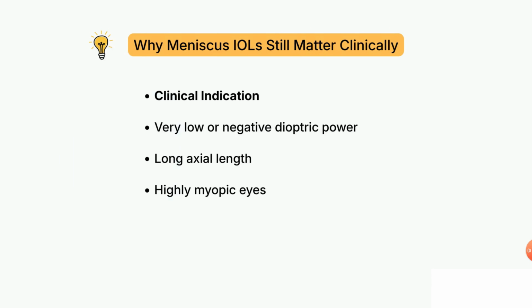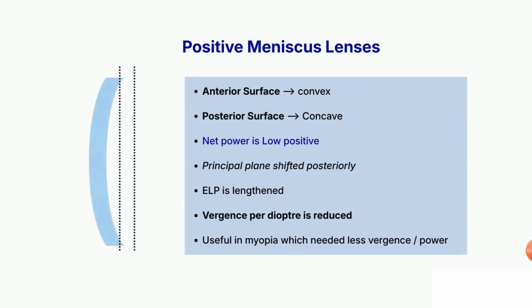In these eyes, the retina lies far posteriorly and the required IOL power is often very low, sometimes even approaching zero or slightly negative. Positive meniscus lenses are the most commonly used variant in high myopia. Here, the anterior surface is convex and the posterior surface is concave, resulting in a low positive net power. The optical consequence of this shape is a posterior shift of the principal planes, which effectively lengthens the effective lens position. Each diopter of the lens now behaves more weakly, which is precisely what is needed in a long eye.